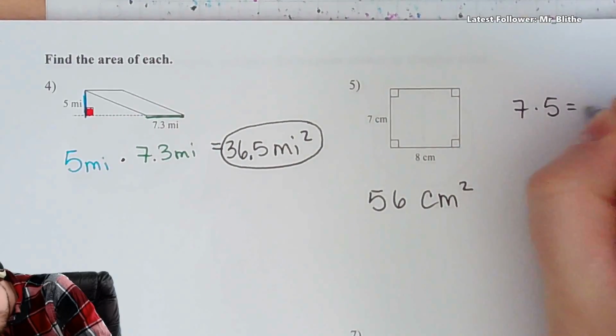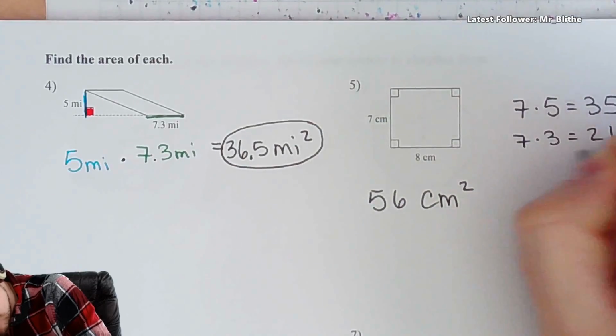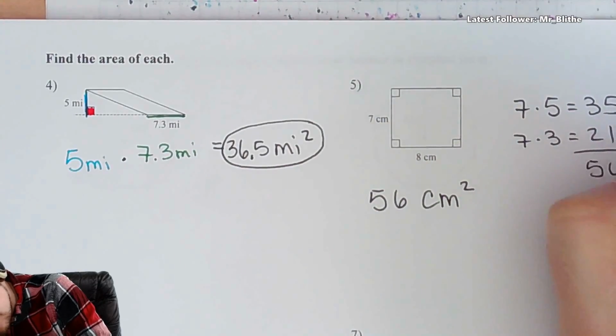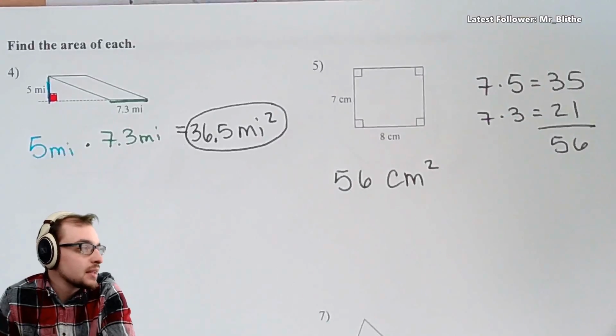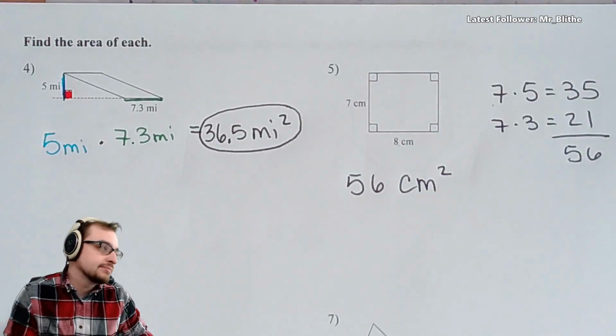7 times 5 is 35. 7 times 3 is 21. Add those together. 56, right? 5 groups of 7 and 3 groups of 7 is the same thing as 8 groups of 7. 56.